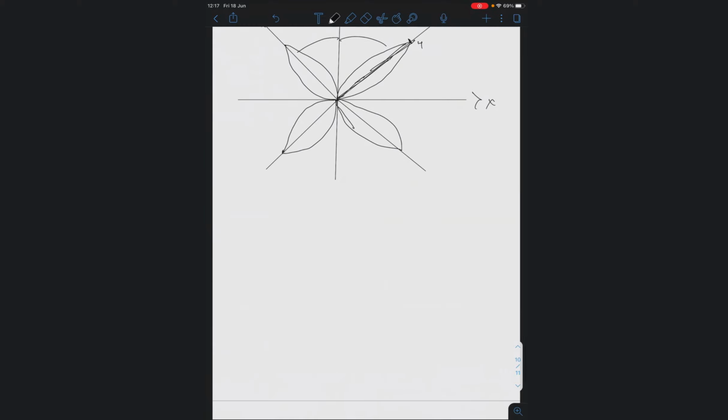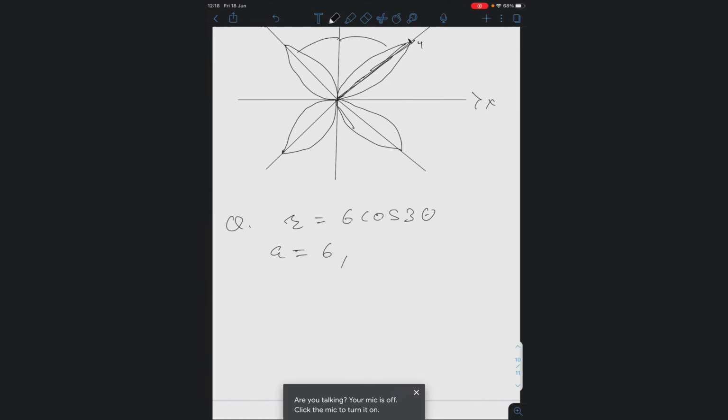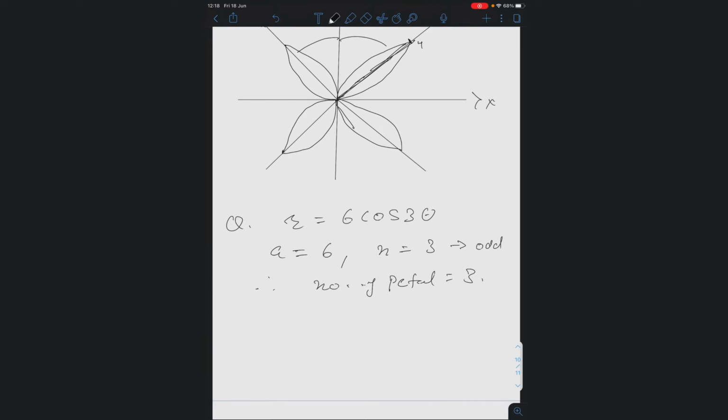Suppose you have this question, R is equal to 6 cos 3 theta. So what is the A value here? 6. And what is the N value here? 3. So N is odd here. So therefore, how many petals will be there? The number of petals will be 3.